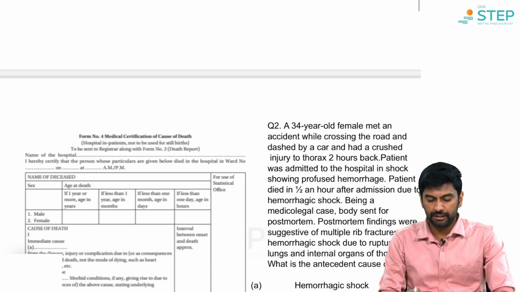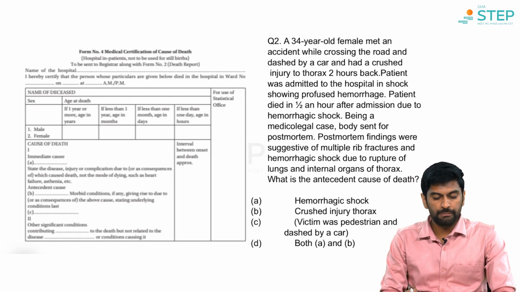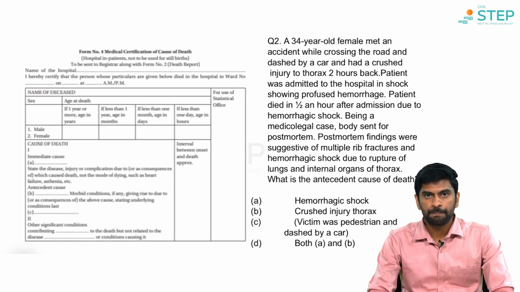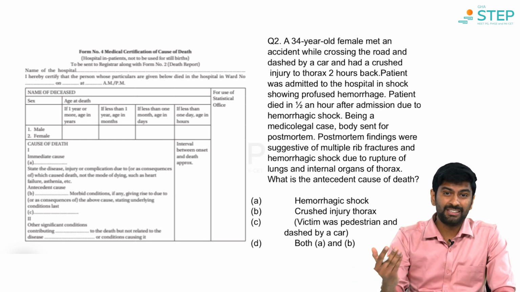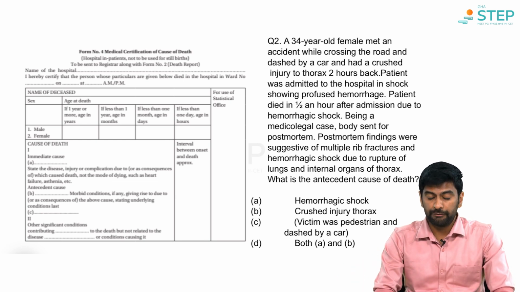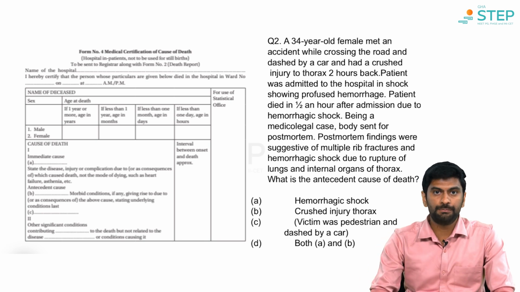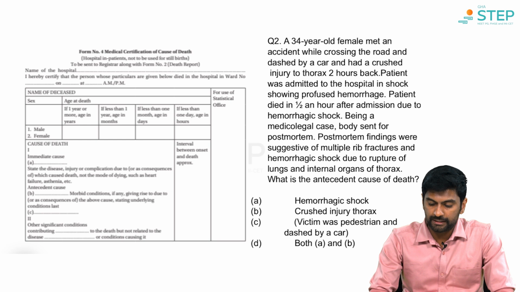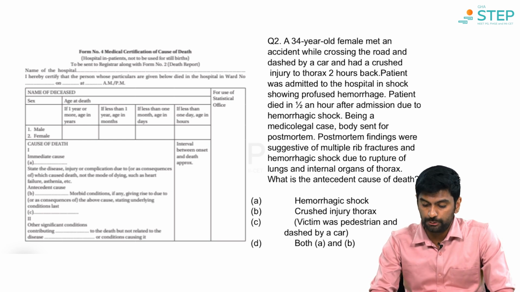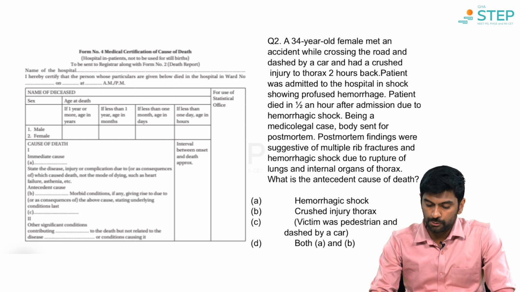So moving on to the next one, this is a medical certificate for cause of death. This is also something where we need to be learning. Even when you're in your residency, you would be filling out many death certificates as well. So this actually helps you in real life. So the question is, a 34-year-old female met with an accident while crossing the road and was dashed by a car and had a crushed injury to the thorax 2 hours ago. Patient was admitted to the hospital in shock, showing profuse hemorrhage. Patient died in half an hour after admission due to hemorrhagic shock.